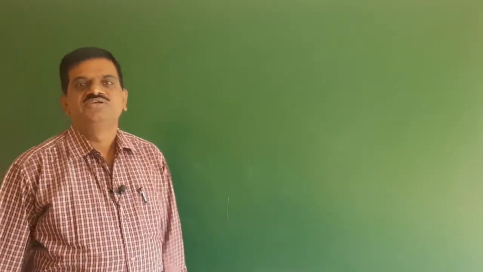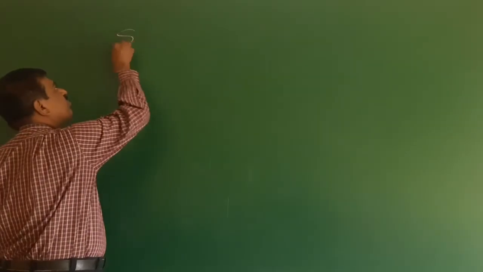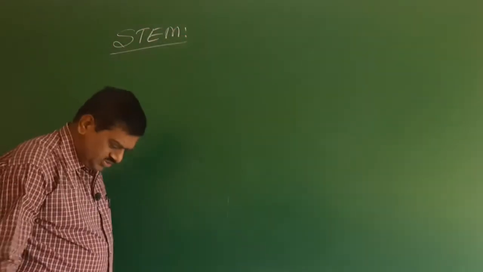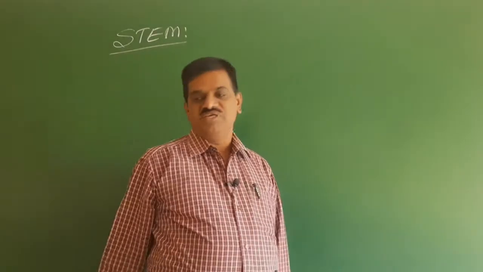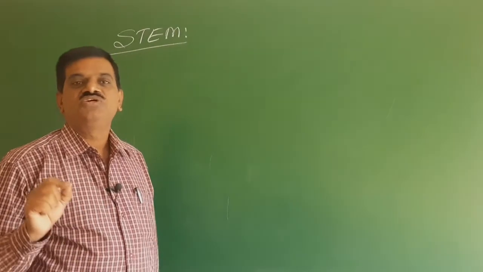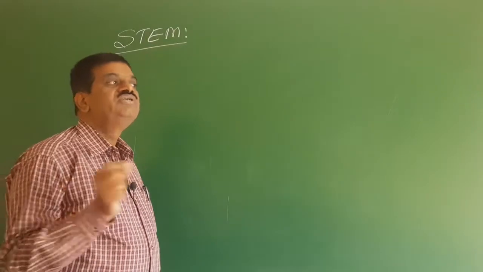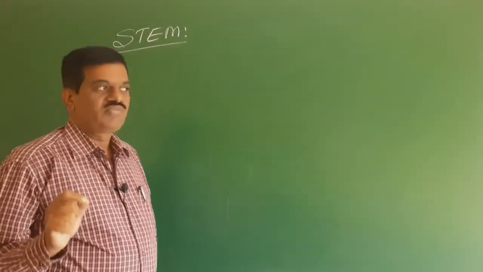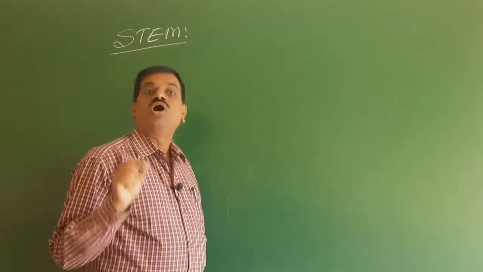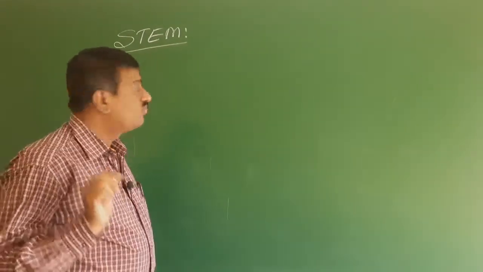Hello students, we are going for the next heading called STEM. So we know that the stem is always erect and it has the presence of branching. Some of the stems are cylindrical, branched and hold the leaves, flowers, fruits. All these are present on the stem. So we go in detail.